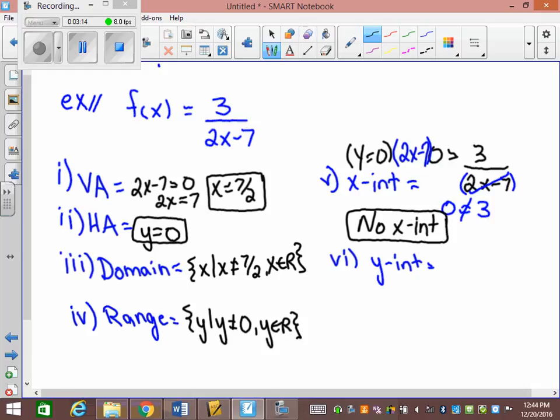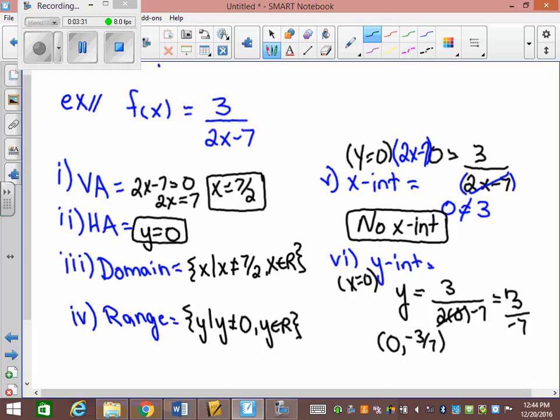Y-intercept is when x equals 0. So y equals 3 over 2 times 0 minus 7. So it's 3 over negative 7. So my y-intercept is at 0 and negative 3 over 7. Okay?